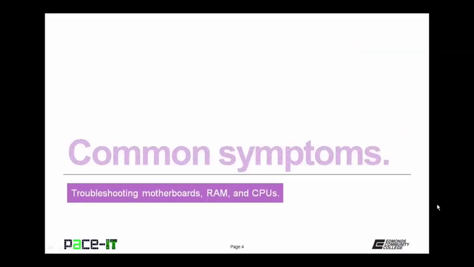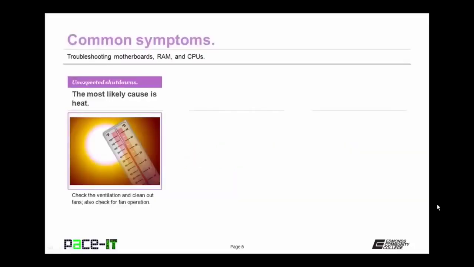We're going to begin by talking about common symptoms of problems. Now, these symptoms that we're talking about today are ones that are caused by motherboard, RAM, and or CPU issues as a general rule. And the first one we're going to talk about is unexpected shutdowns. Here, the most likely cause is heat. Check the ventilation and clean out the fans. Also check for fan operation.